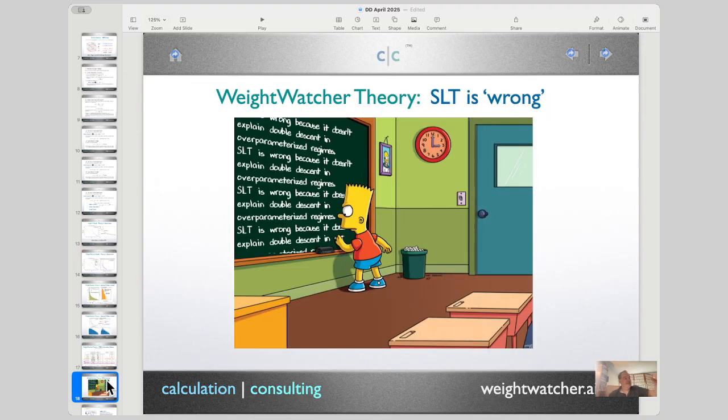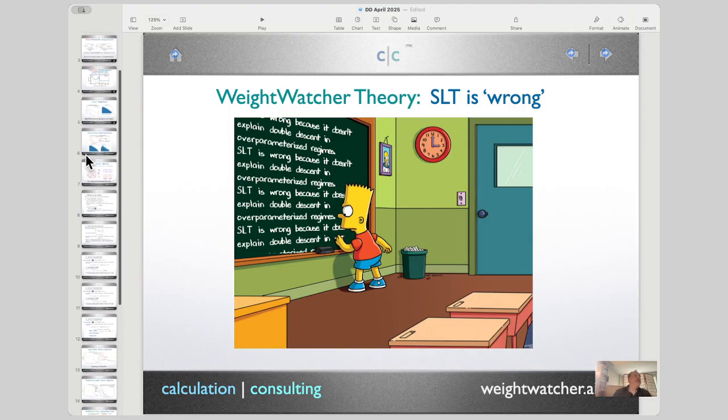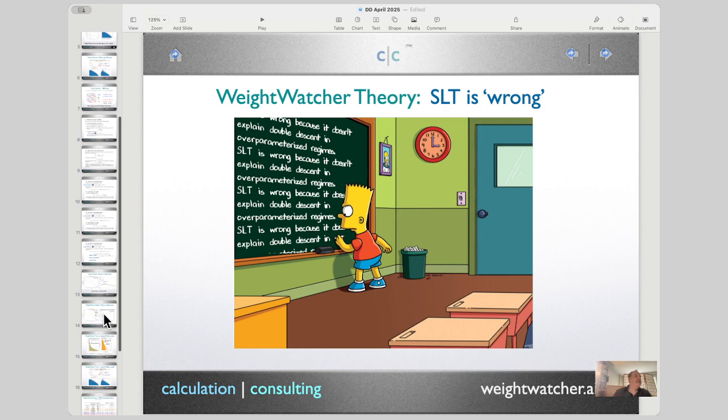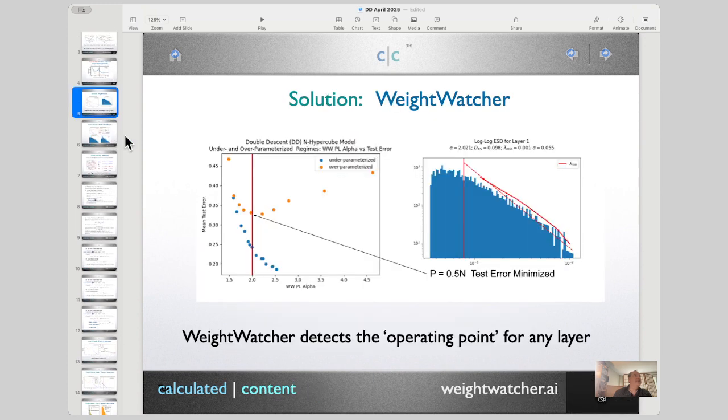One of the kids in the gym made this funny thing to show why statistical learning theory is wrong, because it doesn't explain double descent in the over-parameterized regime. And the point being that it doesn't. Statistical learning theory is widely focused on this area out here, and not in this sweet spot.